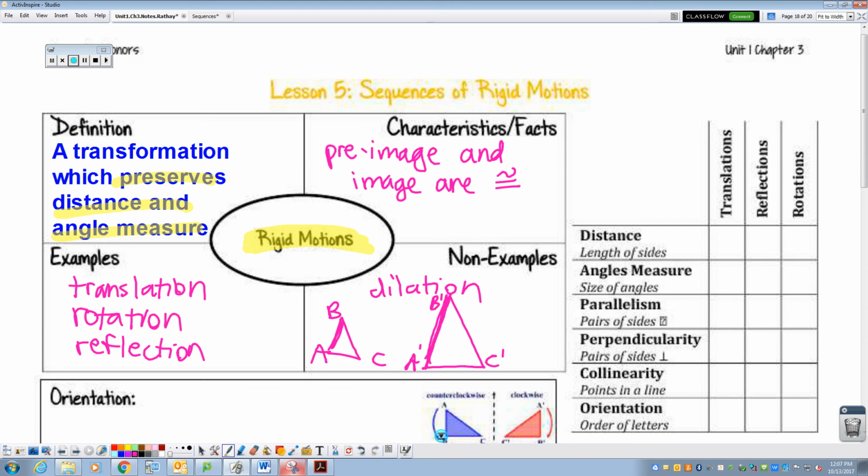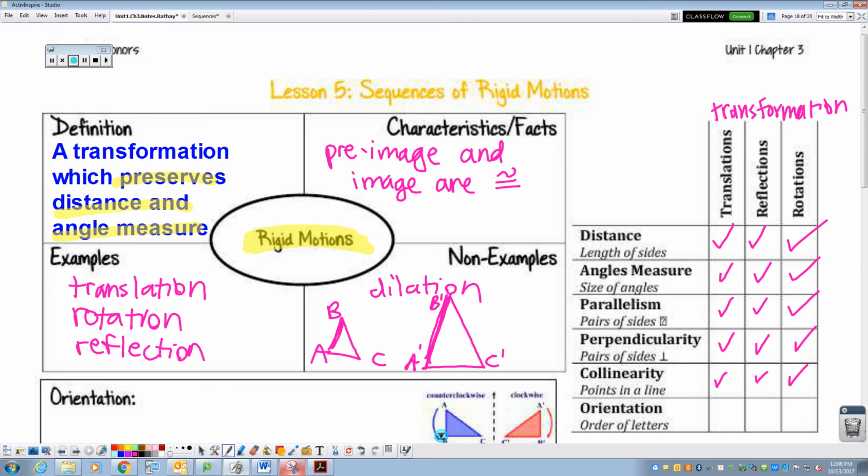So over on the right, we have a little chart that tells us what changes and what doesn't for our different types of transformations. And distance, the length of sides, that never changed for any of the transformations we studied. Angle measure, they stayed the same no matter what we did. Parallelism, we haven't talked about that, but it stayed the same, and it means if two sides are parallel in the pre-image, they're still parallel after I reflect it, or rotate it, or translate it. Perpendicularity, same idea. If we have a right angle before we rotate, it's still a right angle after we rotate.